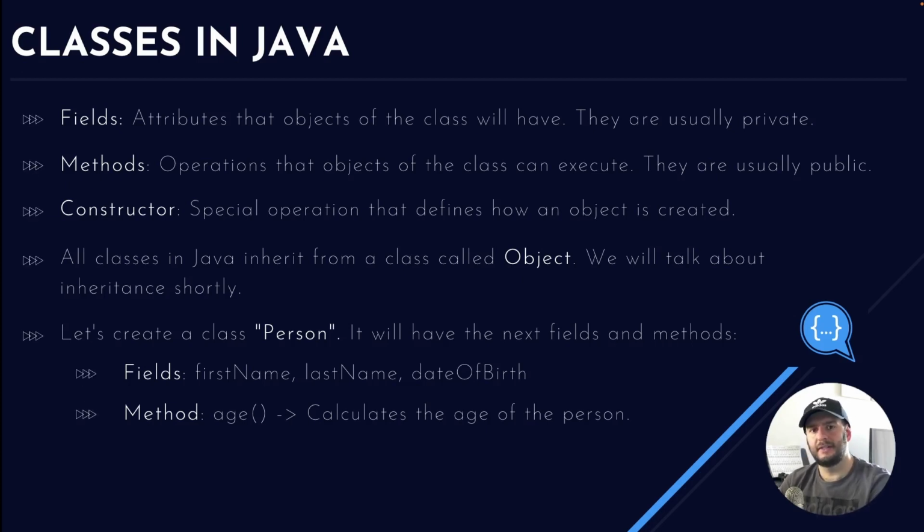And all classes in Java inherit from a special class called Object. And we'll talk about inheritance shortly. But first, let's create a class Person. This class Person will have the next fields and methods. It will have the first name, the last name, and the date of birth. And then it will have a method to calculate the age of the person.